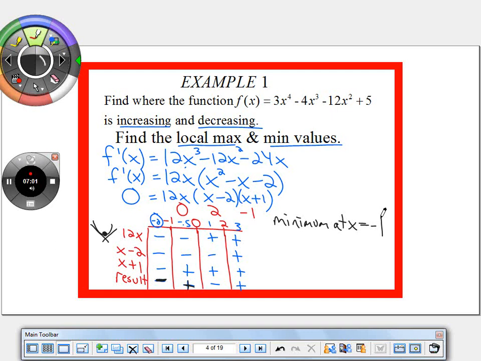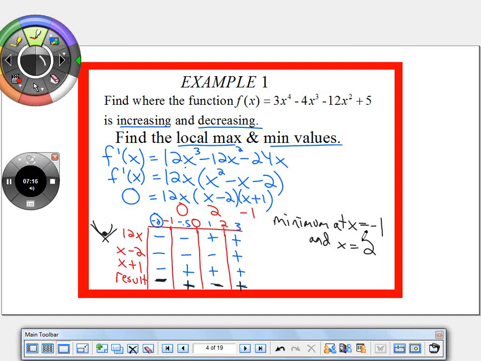And then it looks like there's another sign change from negative to positive. So that's another minimum. So we have a minimum at x equals negative 1 and x equals 2. So we have a minimum at both of those spots.